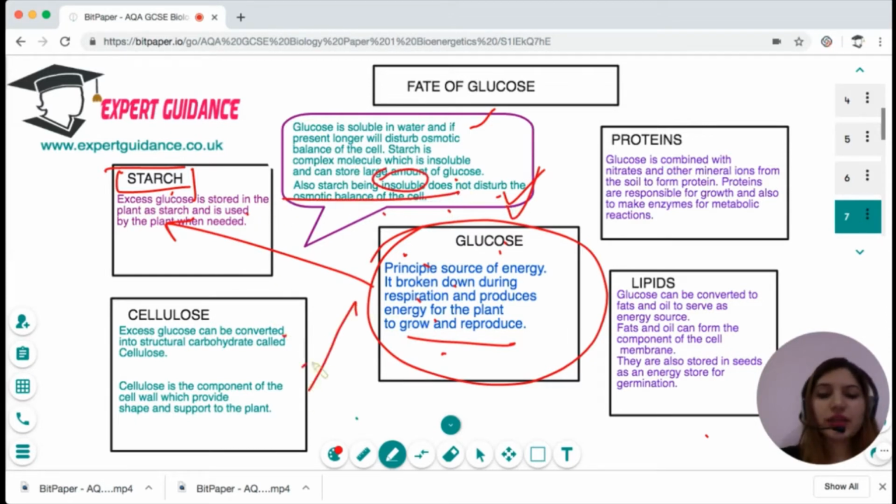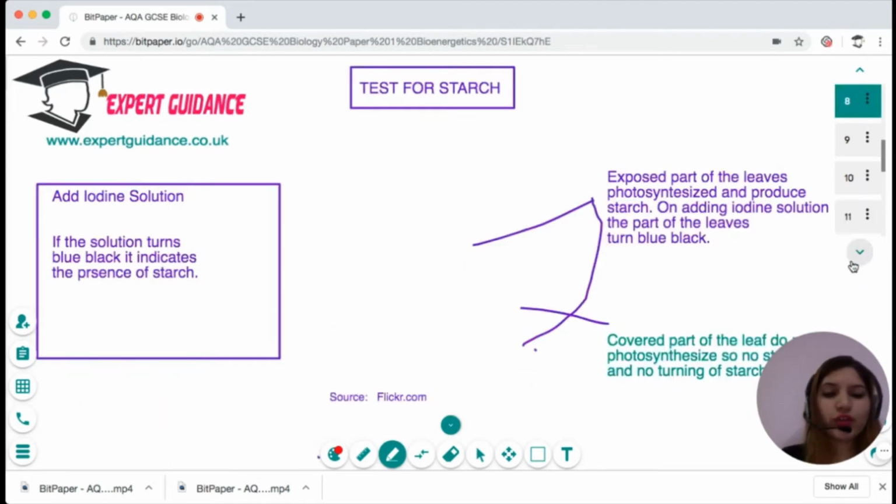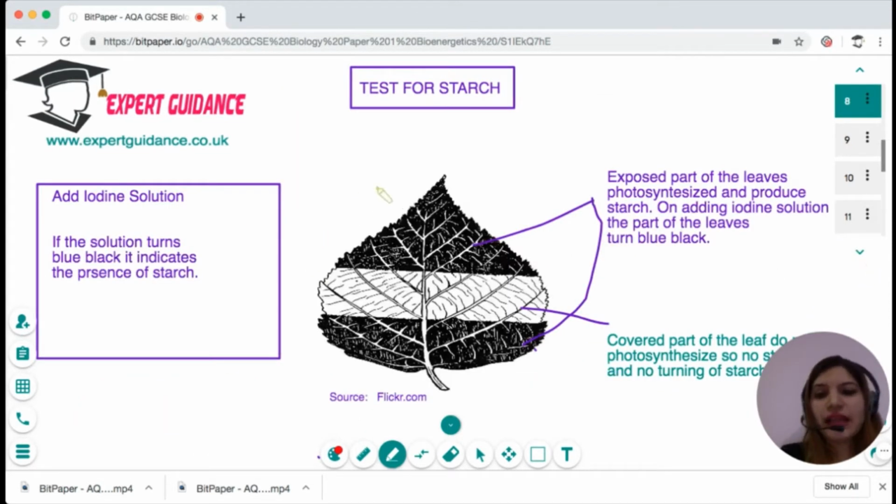Next is, you know that the plant has a cell wall made up of cellulose, and cellulose is also a complex carbohydrate. So glucose can be converted into cellulose, which can provide shape and support to the plant. The glucose, if it combines with nitrates and other mineral ions, can form proteins, and the glucose can also be converted into lipids, fats and oils, which can be stored as an emergency food reserve, or they can also be stored in the seed, which can provide the energy store for germination. So you should know the various ways in which the glucose is being used up in a plant cell. Now there's a test for starch.